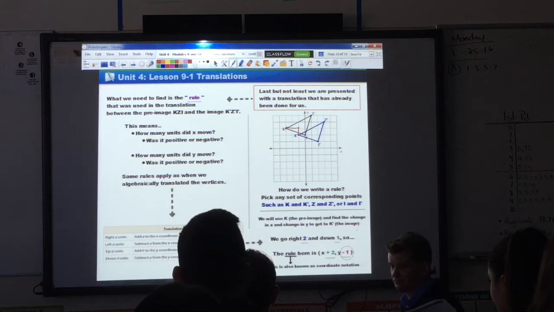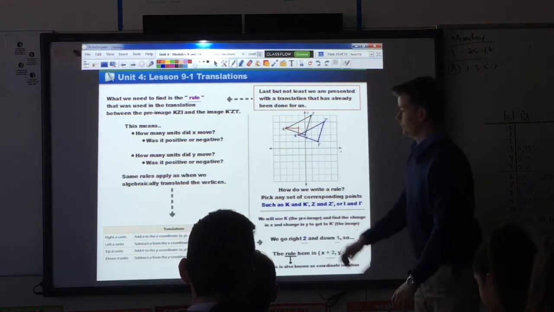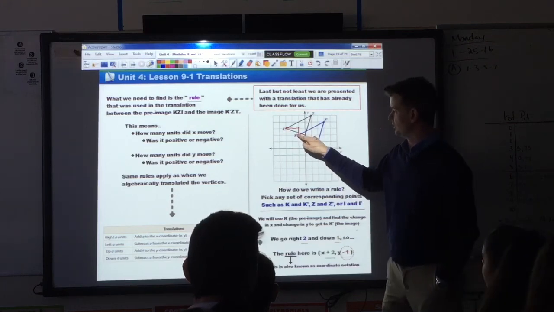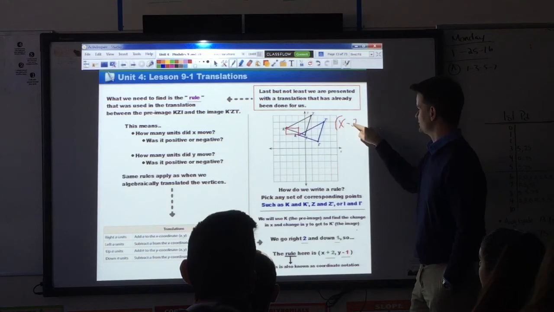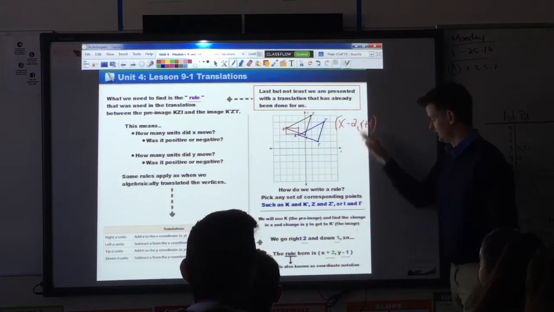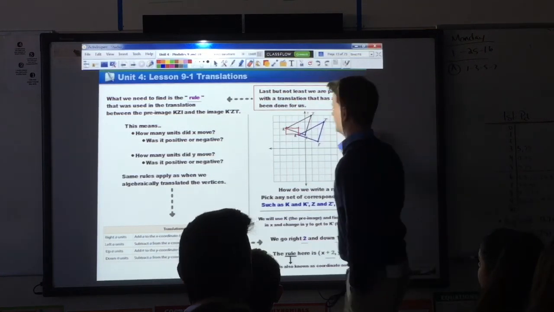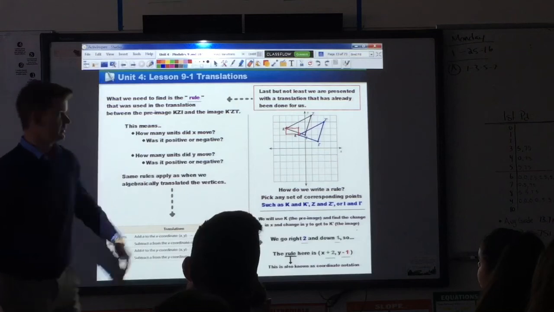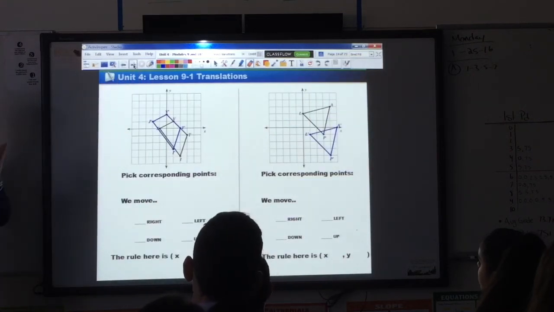As long as you can count, you're fine. Just remember corresponding points and do not go backwards. Because if you go backwards, you say, well, I'm going to go left 2, up 1. Then your rule would look like this: x minus 2, y plus 1. As you can see, that's the inverse of the actual rule. So be careful. That's really the only way you can mess this up besides not using corresponding points. Let's try 2 quick examples here, and then we'll wrap it up.